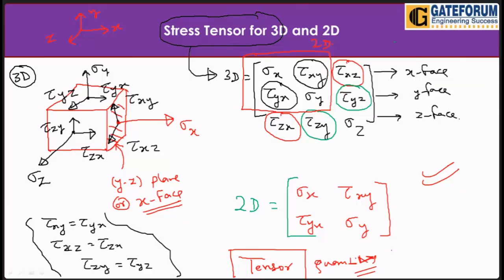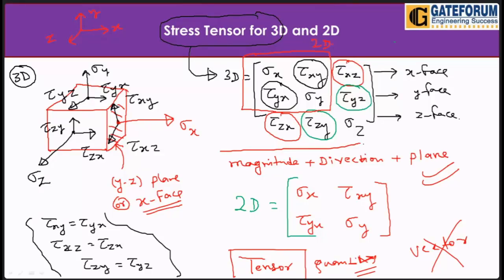Somebody will say stress is a vector quantity. Say no, not a vector quantity. It is a tensor. In a vector we have magnitude and direction, but here we have three things: magnitude, direction, as well as plane. First the magnitude, then the direction, and third the plane on which we are going to find the value of stress. So that's why it is a tensor quantity.